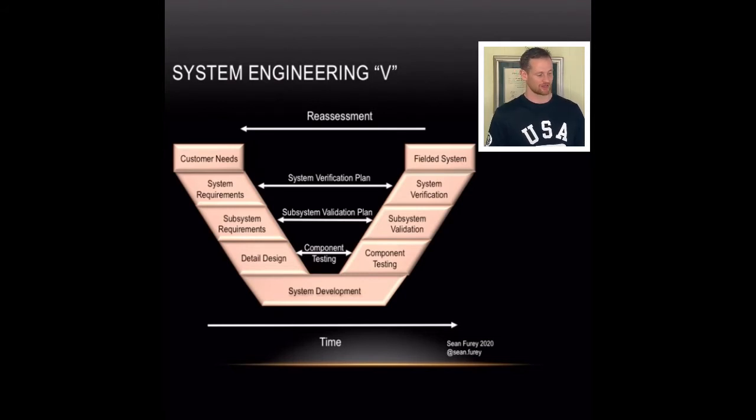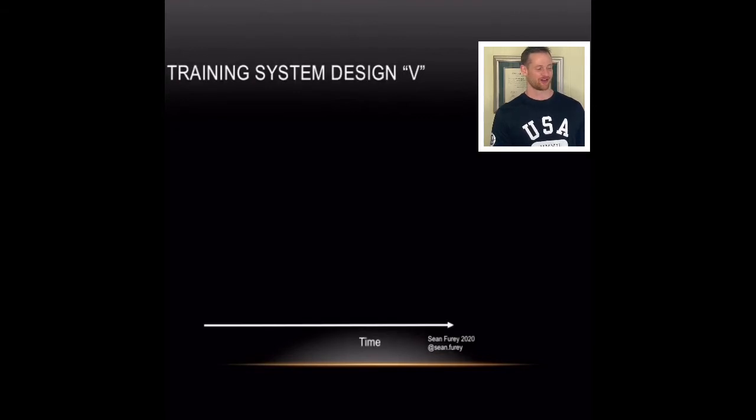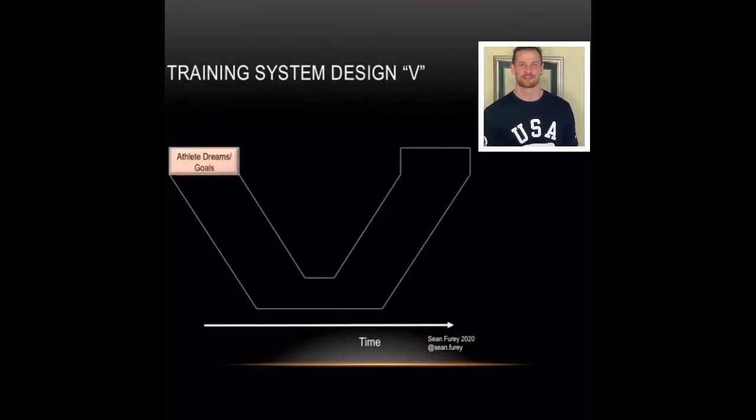So when I saw it today, I thought, wow, we could take this and turn it into a training system design V. If you can bear with me for about 5 minutes, I'll talk you through this process flow diagram and my opinions of how we could use it to take an athlete's dreams and turn them into reality. All right, so the first step of the training system design V would start with your athlete.